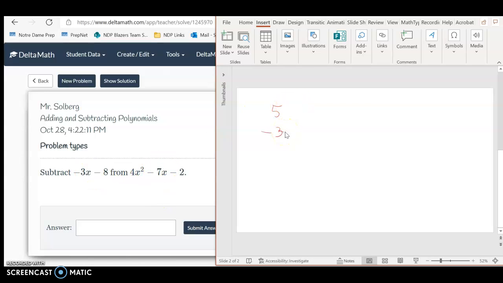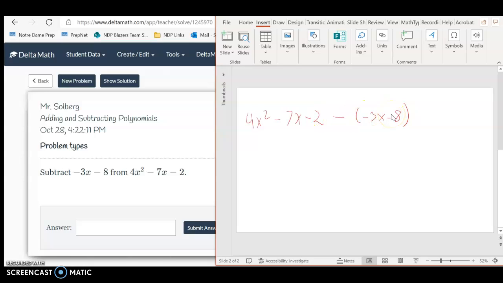Okay, so for this one, I have my 4x squared minus 7x minus 2. Right, I don't want to subtract this from it, so I want to take this away from the 4x squared minus 7x minus 2. So I'm going to subtract off this negative 3x minus 8. But remember, when I'm subtracting, I have to distribute. I have to subtract off this entire one here. Okay, so subtract off everything here.